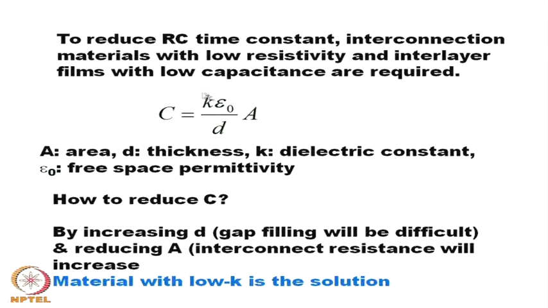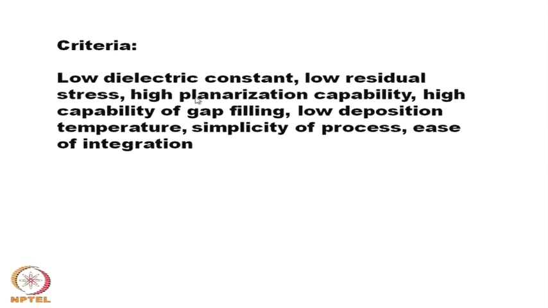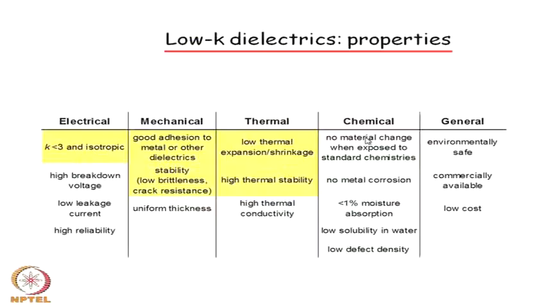So, you have no other option but to decrease the value of K. Now, what are the criteria? The criteria is that it must have low dielectric constant, low residual stress, high planarization capability, high capability of gap filling, low deposition temperature, simplicity of process and ease of integration.